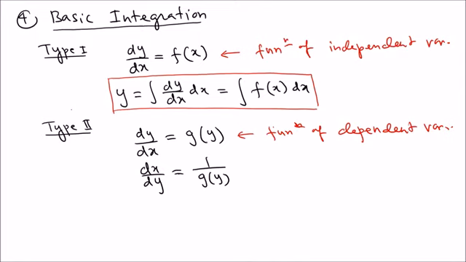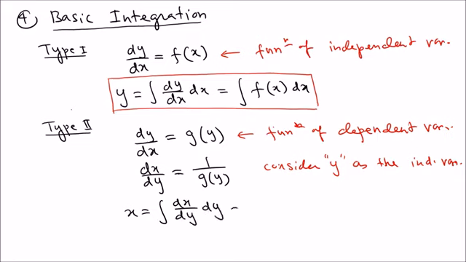Because you can simply consider y as the independent variable. That's the whole point. And then just integrate the two sides again, with respect to y now. So you're going to get x, which is the integral of dx over dy with respect to y, so the integral of 1 over g(y) dy. That's what's going to happen in that case. You're going to integrate with respect to y.